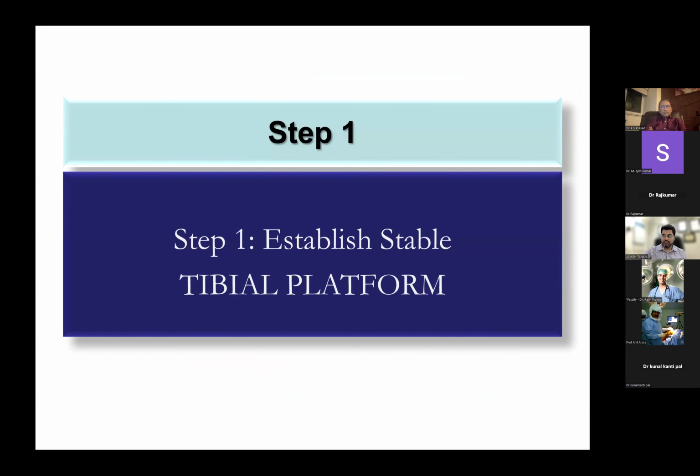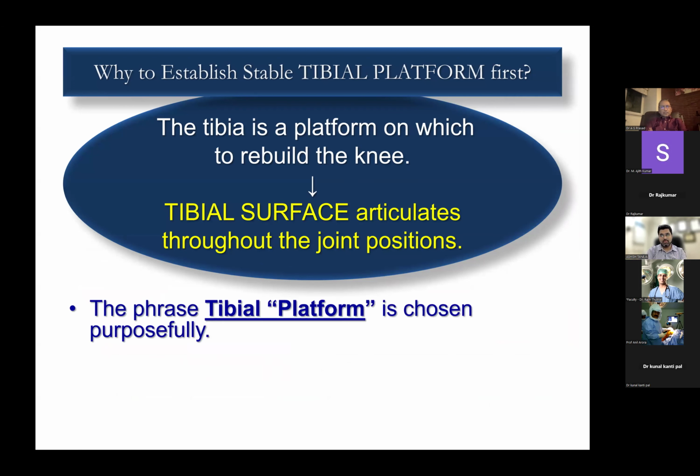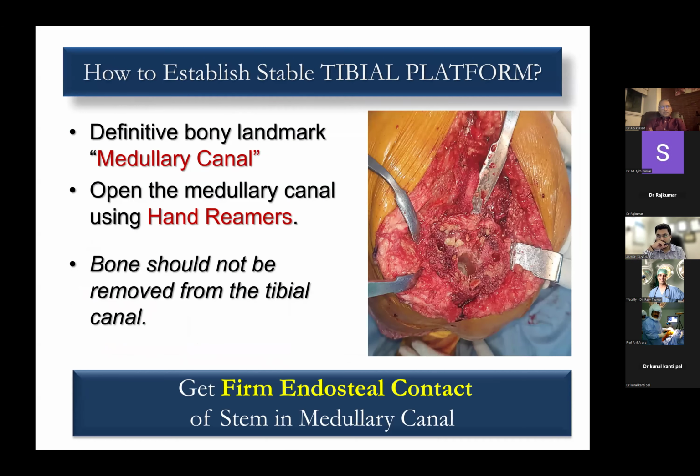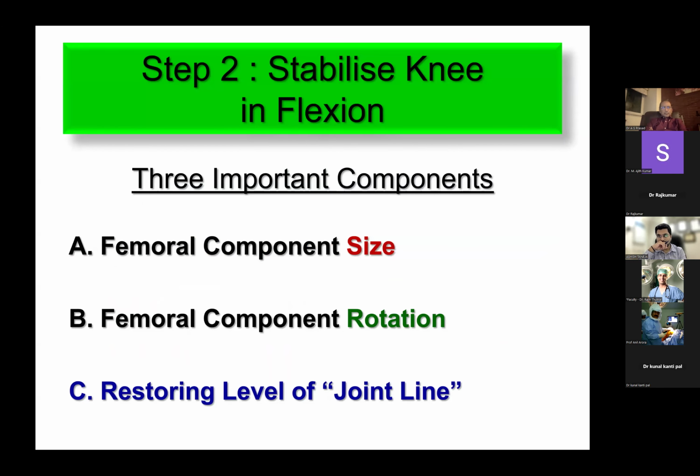So we establish a stable tibial platform as the first step, because the tibial articular surface articulates throughout the joint positions. And this is the platform on which to rebuild the knee. Just to remind you, I'm talking of the tibial platform and not the joint line. Tibial platform is the top surface of the tibia. So use the medullary canal as a landmark, and square up the tibial surface by using an intramedullary tibial cutting guide or the top end of the sleeve. Once you have squared up the surface of the tibia, you go on to step two, to stabilize the knee in flexion.